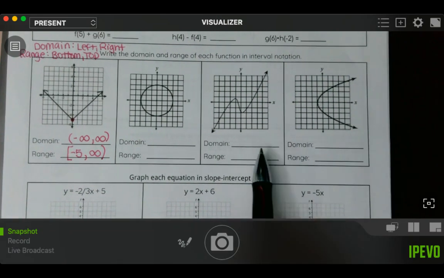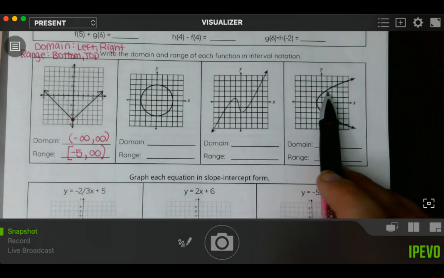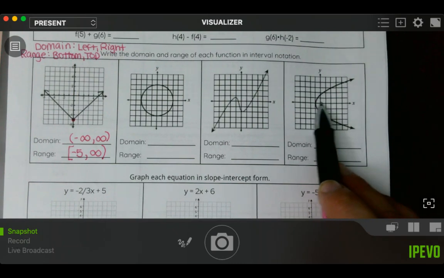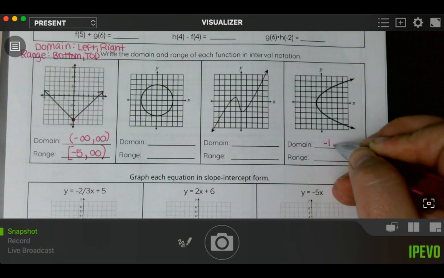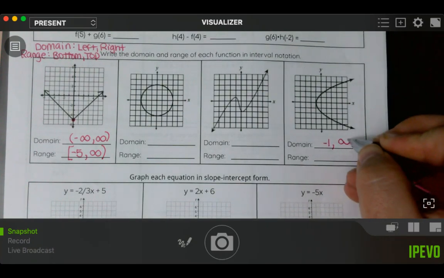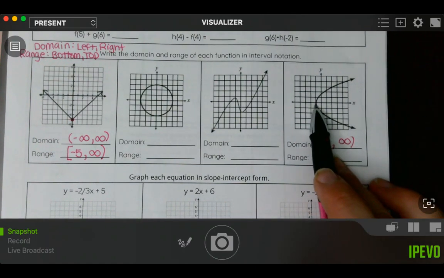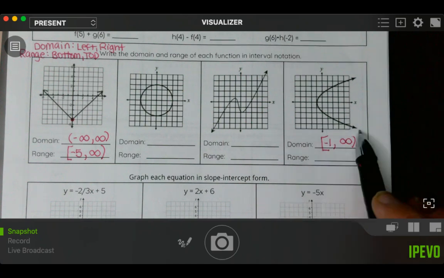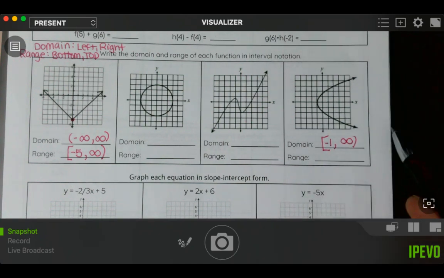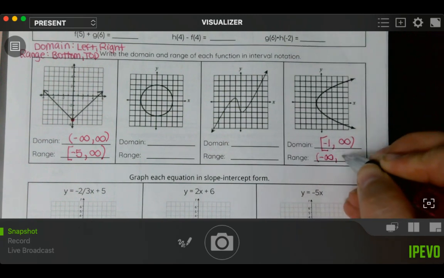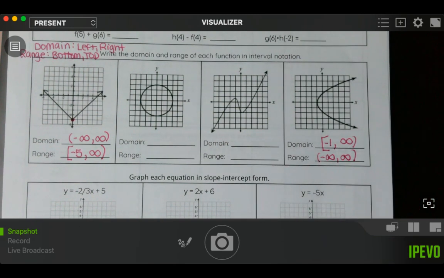Alright, let's move on to this one over here. This one doesn't go to the left forever. It doesn't go any further left than this right here, which is to the left 1. So that would be negative 1, but it does go to the right forever. That's infinity. Just like that. The range is bottom to top. The bottom is this one that goes down forever. It doesn't matter that they're both going to the right. This one's still going down forever, and this one's still going up forever. So it has a range of negative infinity to infinity. I'm going to let you guys try the other two on your own. Don't forget that I am going to post the answer key.